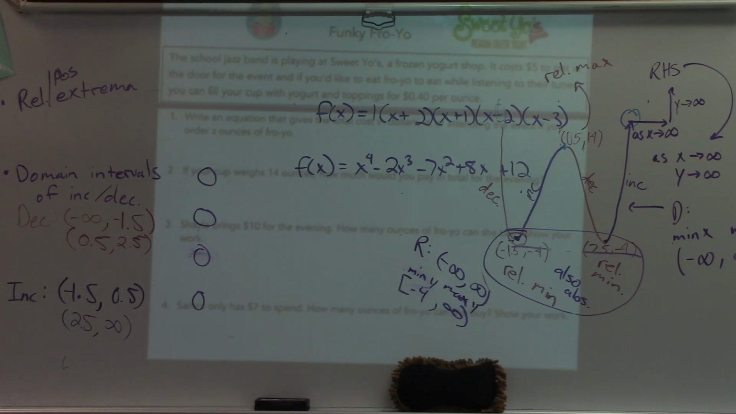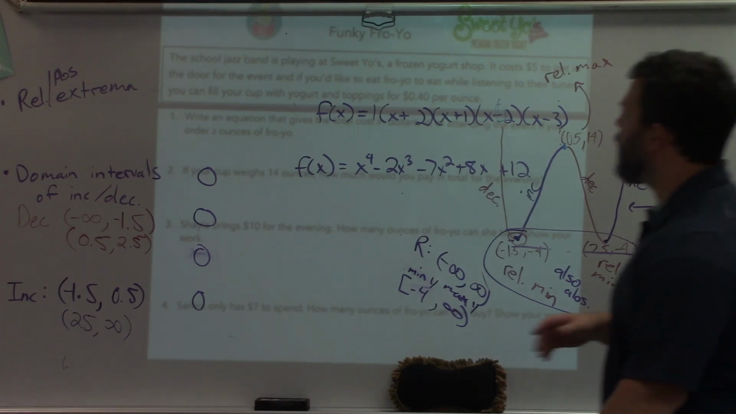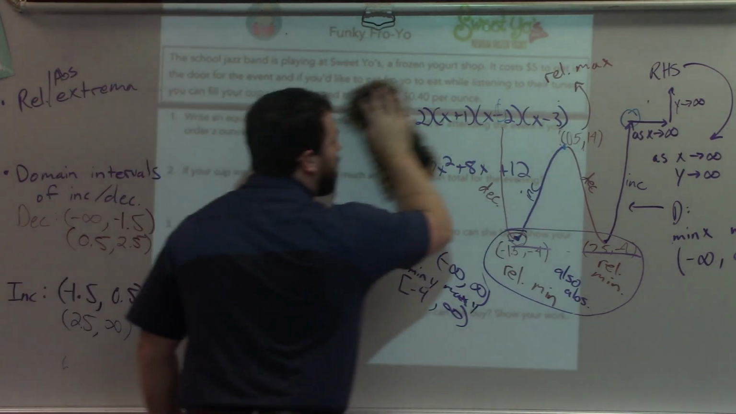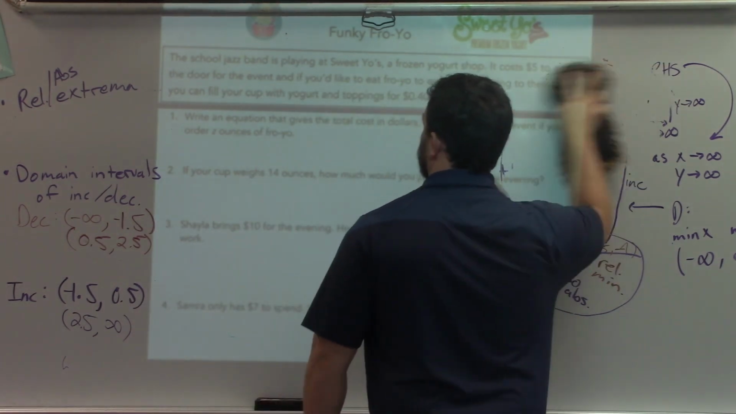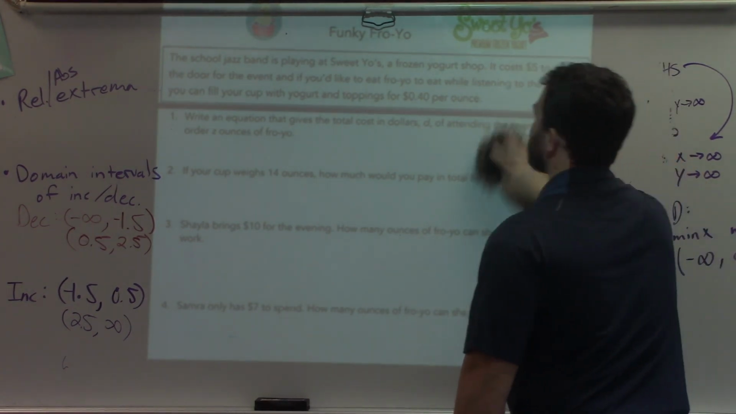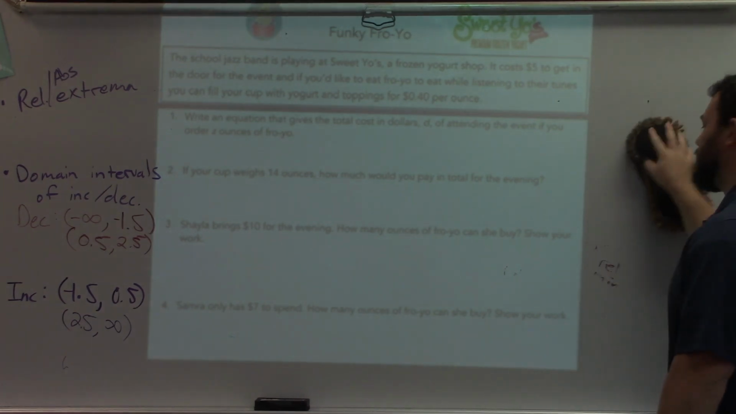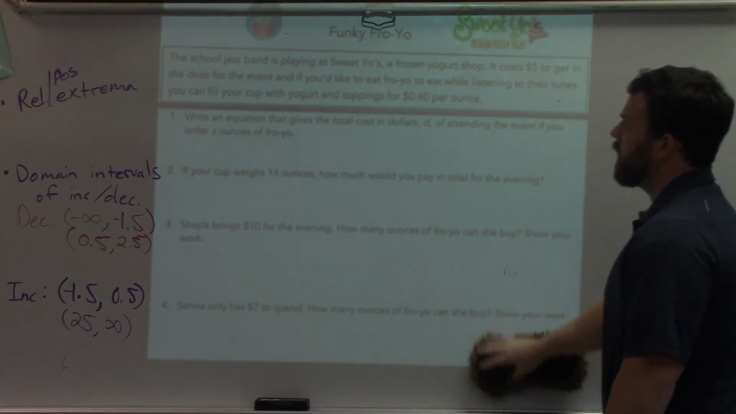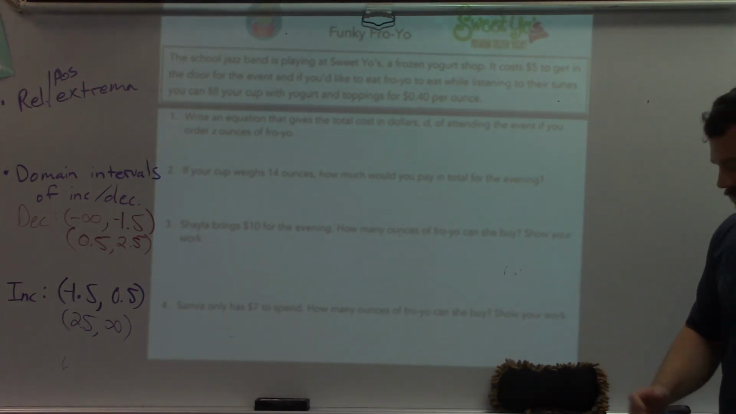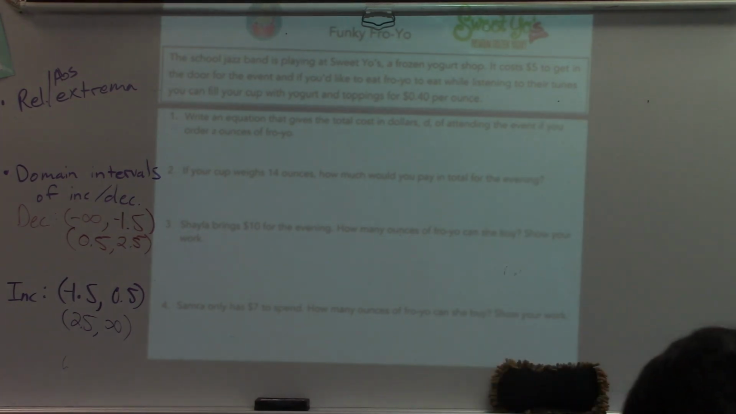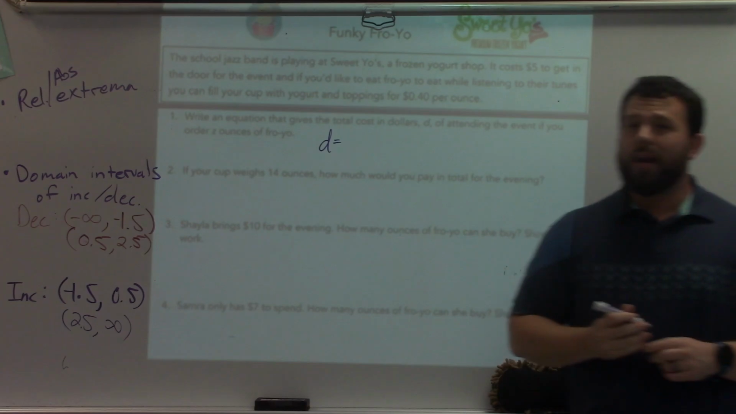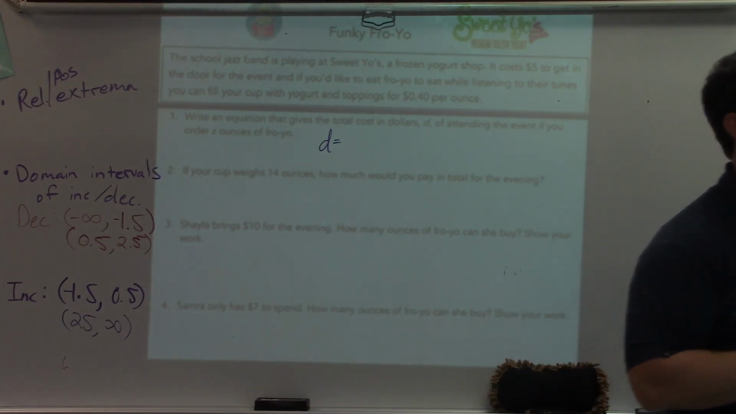So here we've got Funky Fro-Yo. The school jazz band is playing at Sweet Yo's, a frozen yogurt shop. It costs $5 to get in the door for the event. If you'd like Fro-Yo to eat while listening to their tunes, you can fill your cup with yogurt and toppings for 40 cents per ounce. Write an equation that gives the total cost in dollars of attending the event if you order Z ounces of Fro-Yo. Do notice D equals, and do we know how many ounces it is? It's an unknown, it's a variable.